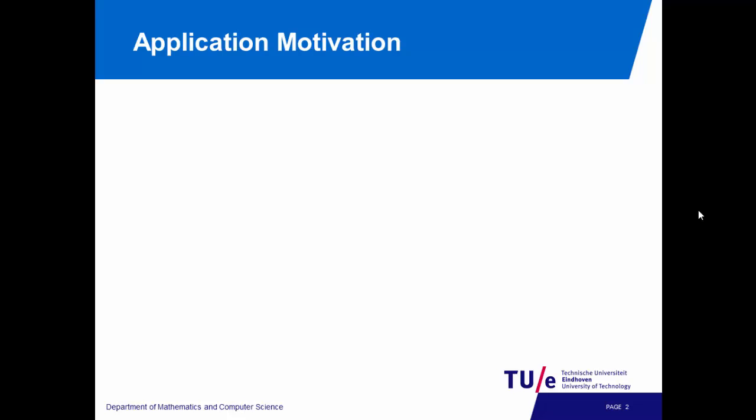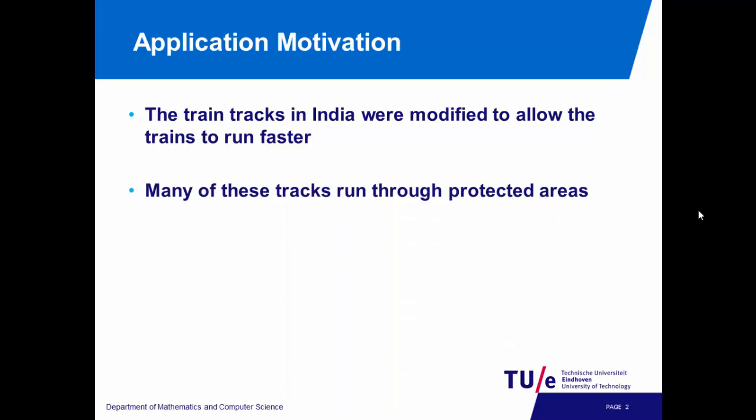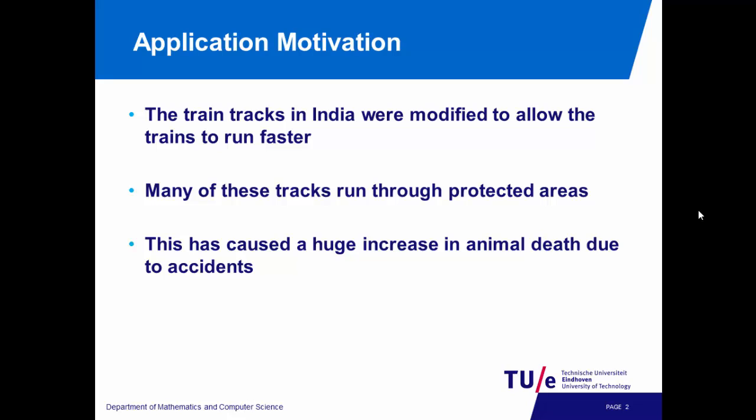So then we start with the application motivation. We found some interesting information about India, where in the last years the train tracks were modified to allow the trains to run faster. Many of these trains run through protected areas, and this has caused a huge increase in animal death due to accidents. Out of the several animals affected, the worst part was for the elephants.